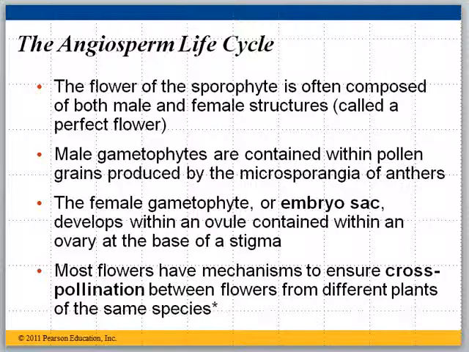Male gametophytes are contained within the pollen grains that are produced by the microsporangia of the anthers, and the female gametophyte, or the embryo sac, develops within the ovule that's contained within the ovary at the base of the stigma. Most flowers have some sort of mechanism to ensure cross-pollination.